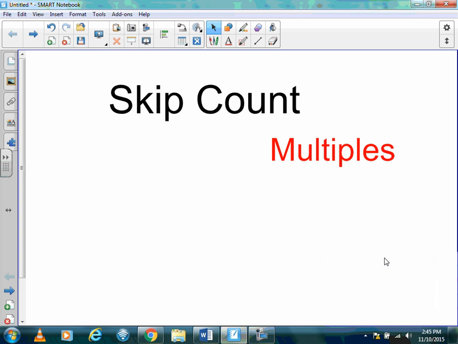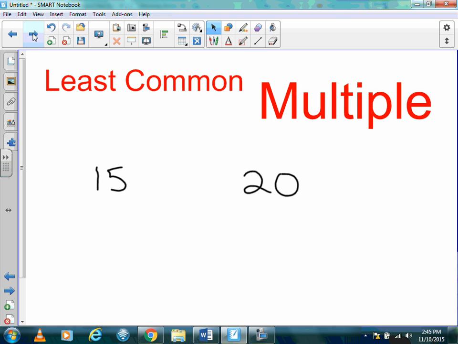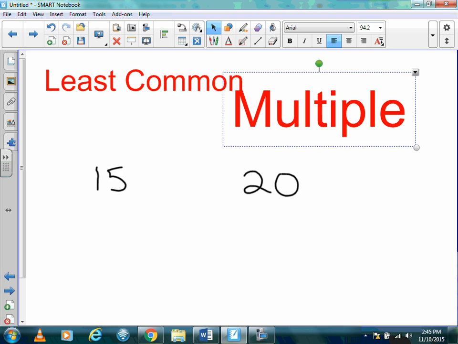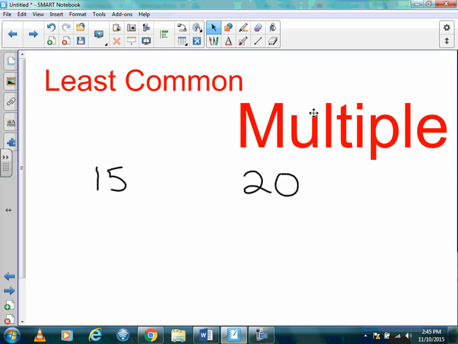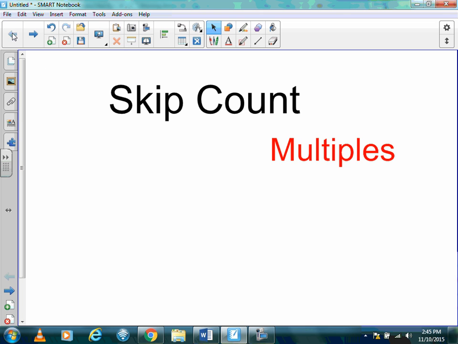Hello everybody, today we're going to do some skip counting with multiples, but really what we're going to do today is find the least common multiples. I don't know if you noticed, but my multiple is kind of big, and multiples are big. They're huge. They are not factors.